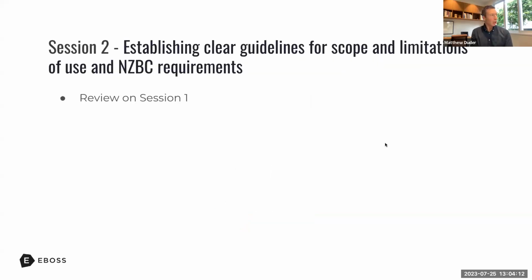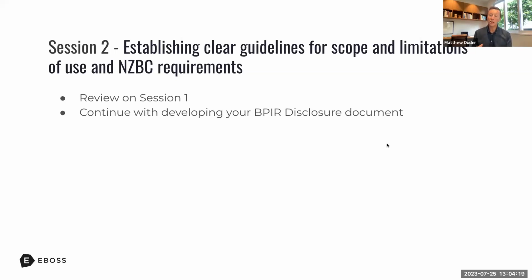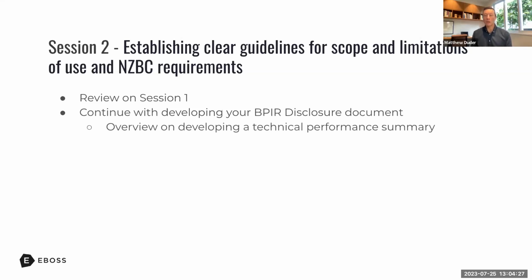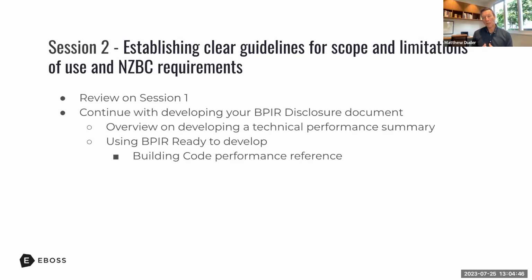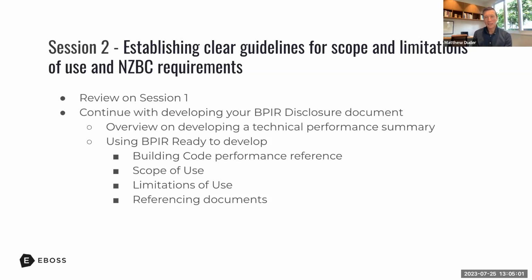All right. Okay, we're going to go through a quick review of last week's session, and then we are going to continue with the development of your BPIR disclosure document. In fact, today we're going to just provide a quick overview of the technical performance summary. John Gardiner is going to help us do that. And then we're going to bring John Allen back to have a look at how we can use the BPIR Ready tool to help us do that. So particularly, we're going to be looking at how we want to relate to performance with the building code, how we develop our scope of use, and also whether we should be identifying any limitations or conditions of use, and how we reference documents, particularly in providing evidence to those performance requirements.